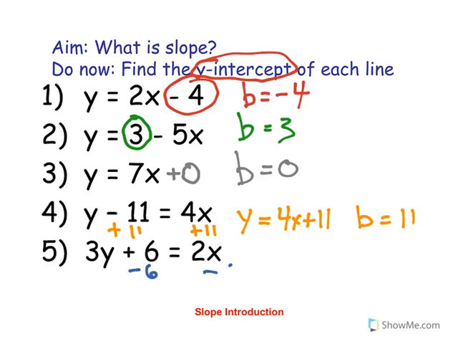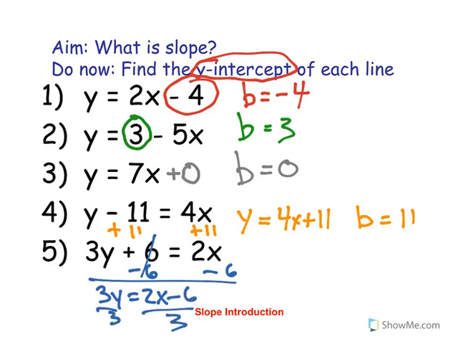And the last one, there's two things we have to do. We have to isolate my y term. That gives me 3y equals 2x minus 6. And I have to divide both sides by 3. Since 2 is not evenly divisible by 3, we're happy to leave it as 2/3 x. -6 divided by 3 is -2. And now we've got our y-intercept, which is -2.